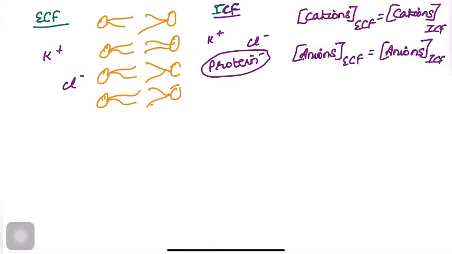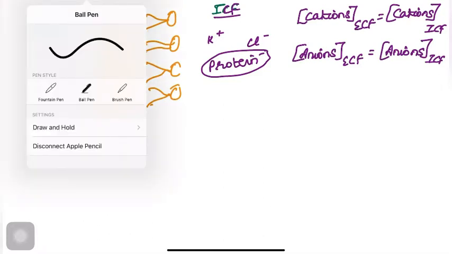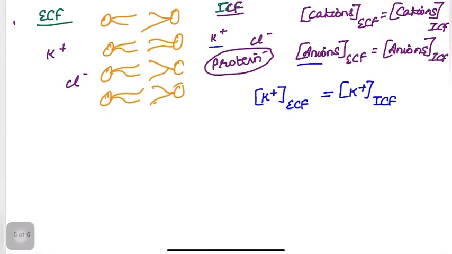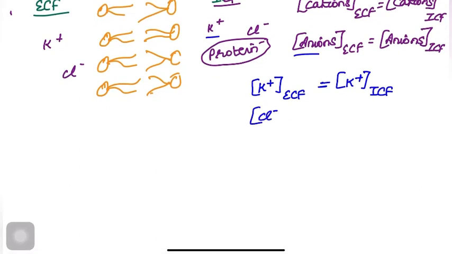But applying this, what do we have here? What are the cations of ECF? It is only potassium, right? So from our example, potassium concentration in ECF should equal the potassium concentration in ICF, as this is the cation of ICF. And for the anions, the chloride concentration of ECF should equal the chloride concentration of ICF.